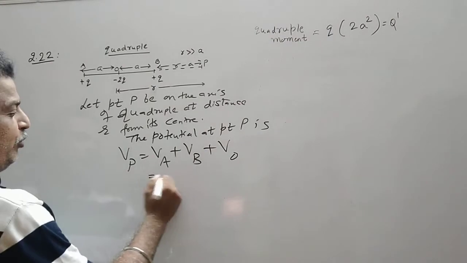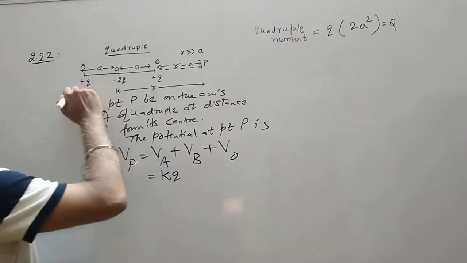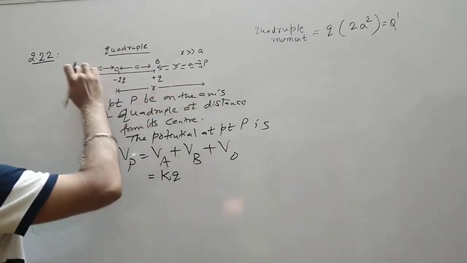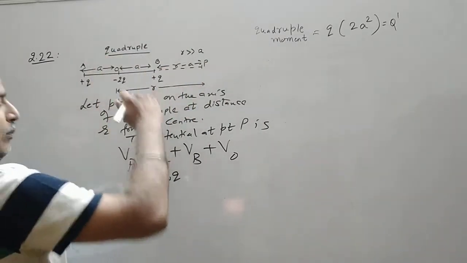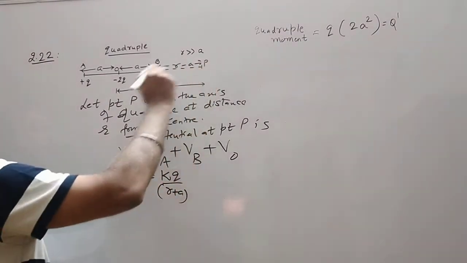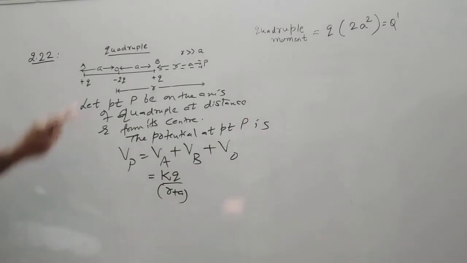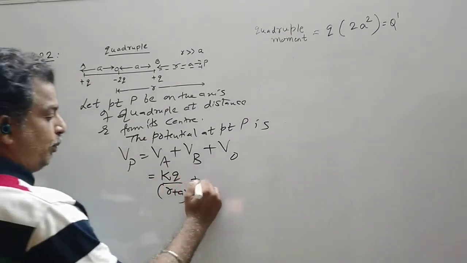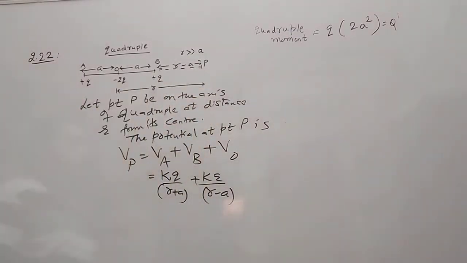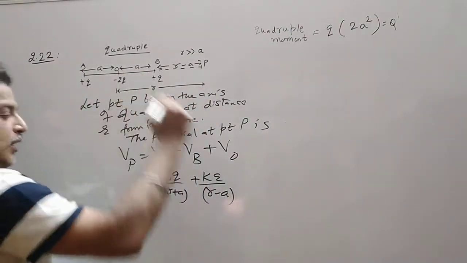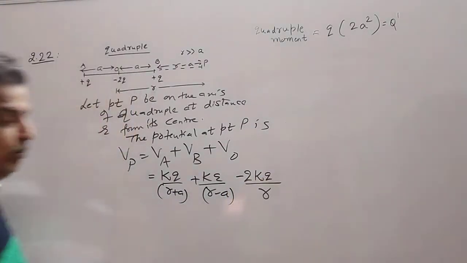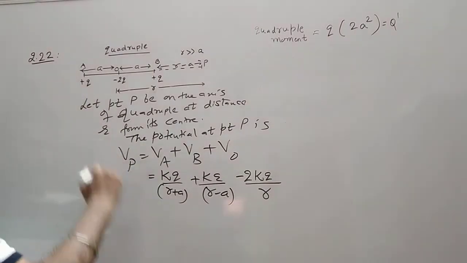So directly you apply the formula k times source over distance between A and P. This distance OP is r. So AP becomes r plus a. So kq upon r plus a. Similarly, potential at P due to plus q charge on the right hand side of the origin, that plus q was on the left hand side. So plus kq upon r minus a. Clearly this distance is r minus a. And then the source is minus 2q, so minus 2kq upon the distance between the test point and source, that is r. So this is the situation.